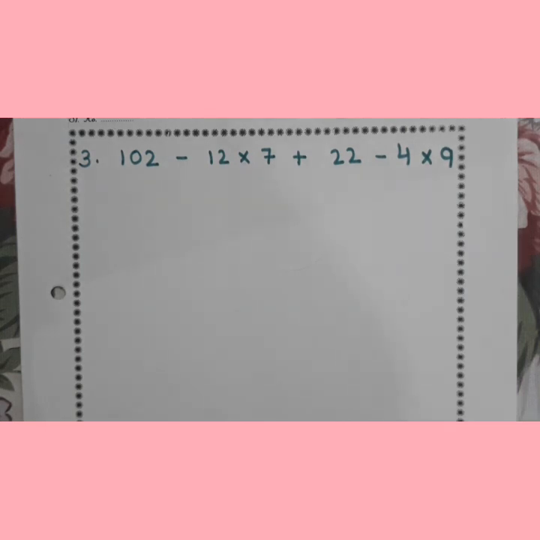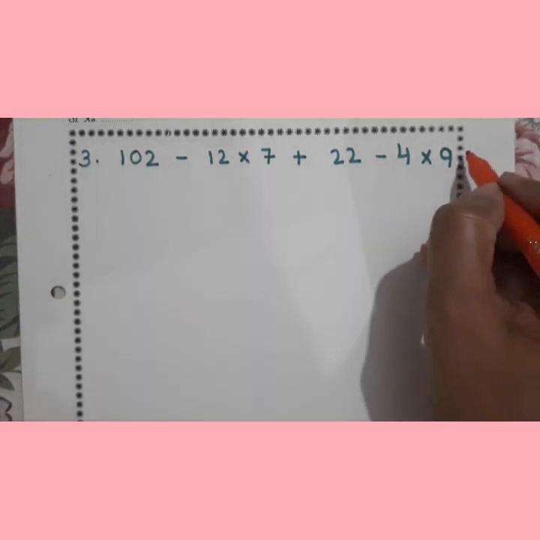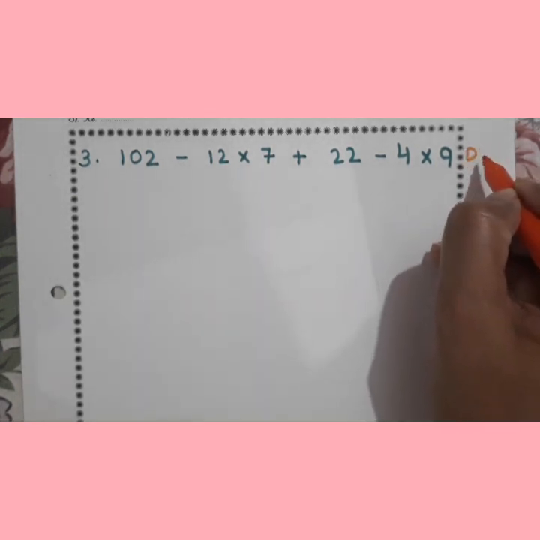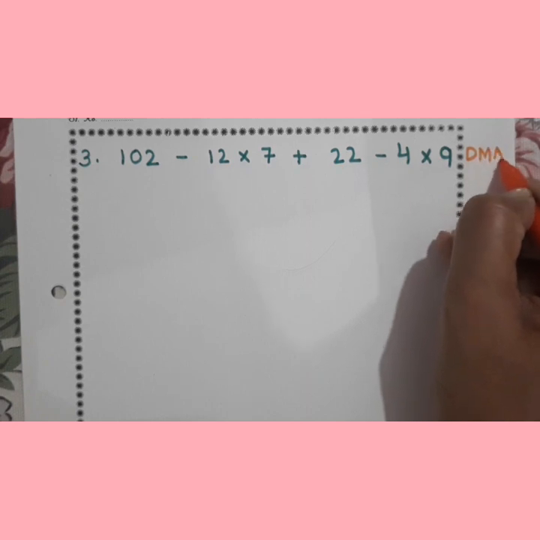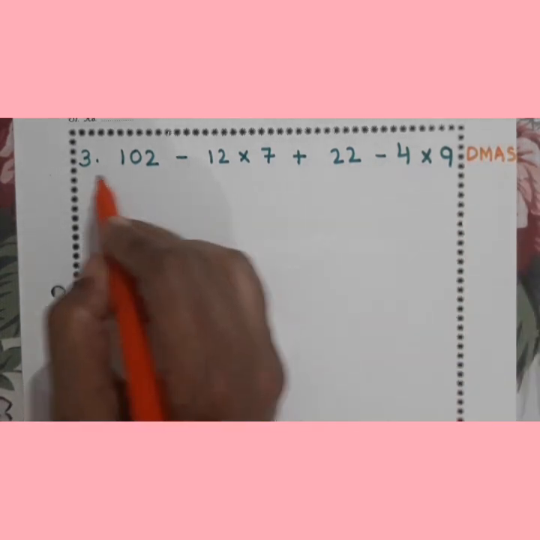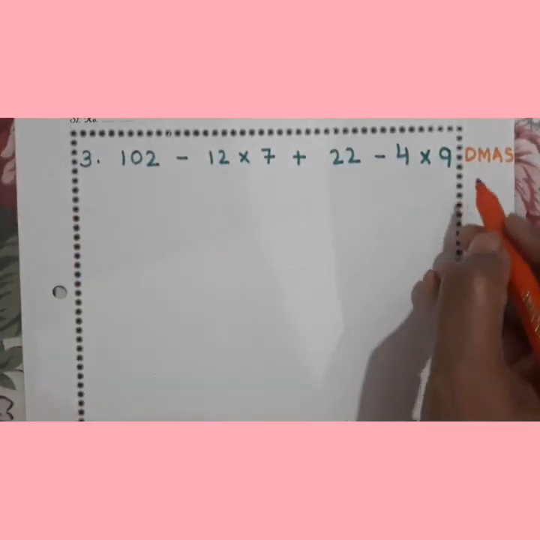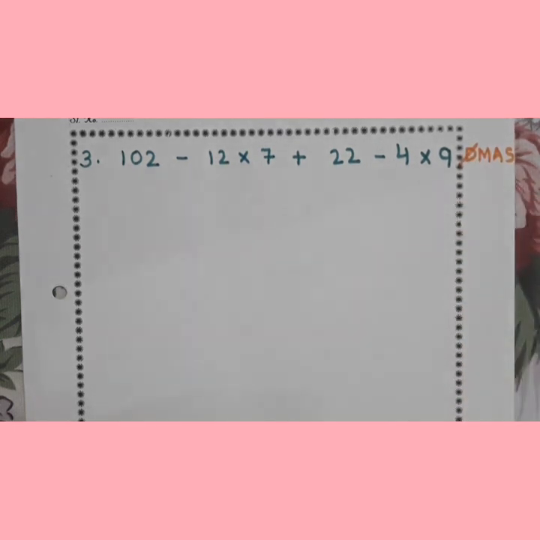Let's take up the third type of question, and this will be the last question that I will be explaining. After that, you are supposed to do the questions on your own. So, what's the first step? We write D mass. Am I right? D mass. Do we have division in the question? No. So, we will strike it off.